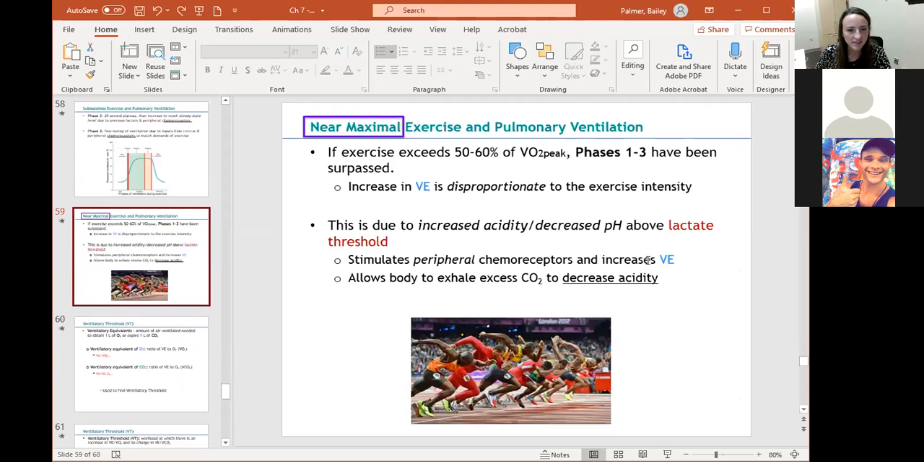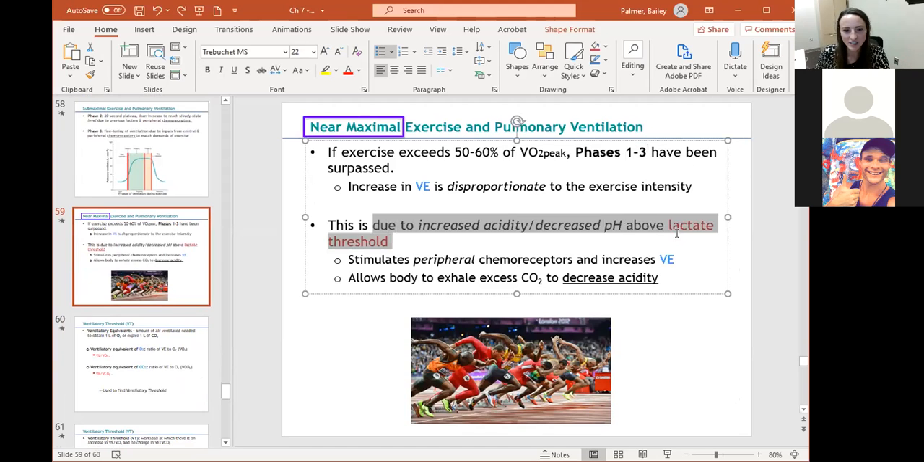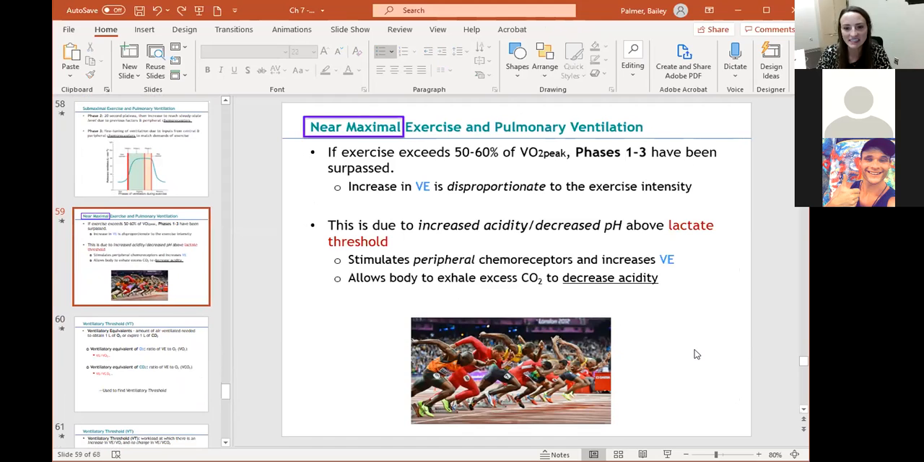And then this here talks about what happens in maximal exercise. We actually surpass all of these phases and we still see a steady increase in our pulmonary ventilation up until we hit VO2 max, so our maximal oxygen that we're able to consume. And then what is this due to? It's due to that increase in acidity and decrease in blood pH above lactate threshold. We're exercising at such a high intensity that our pulmonary ventilation just keeps increasing, and it can barely keep up.